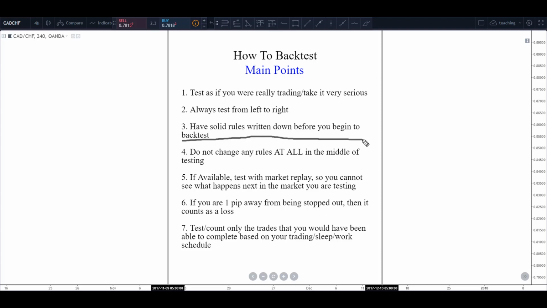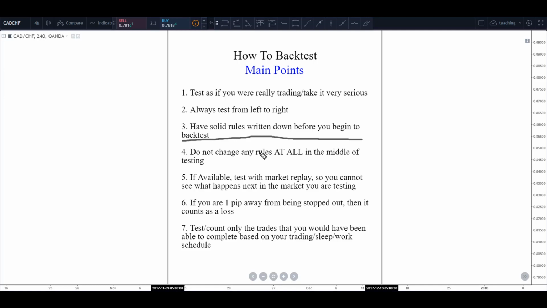This way, you're not curve fitting your strategy. You're not going through the market and saying, well, I would have used a 35 pip stop loss here instead of a 30 pip stop, but then you're not implementing that in the previous trades you've tested, nor are you implementing it in the future trades you're going to test. So that's what's called curve fitting. And if you don't have a solid set of rules written down right beside you, you are way more likely to make that mistake in your backtesting process. So make sure to have a solid set in stone rules-based system written down before you begin your backtesting process.